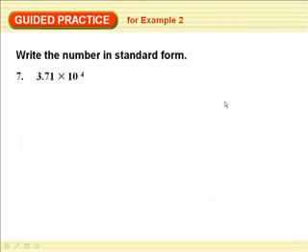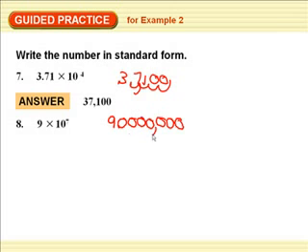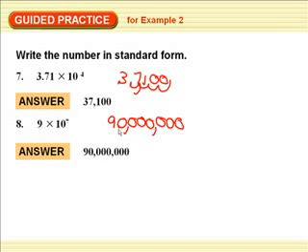So here's the guided practice. Number 7, we have 3.71, and we're just going to move it back 4 places because there's 4. 1, 2, 3, 4. So I fill those empty places, and it's 37,100. There's my answer. 9 times 10 to the 7th. Well, 9 has the decimal right here, so basically I just add 7 zeros. 1, 2, 3, 4, 5, 6, 7. Boy, wouldn't it be nice to add zeros on the end of a number, especially if it's in your checkbook? That'd be really nice. 90 million.